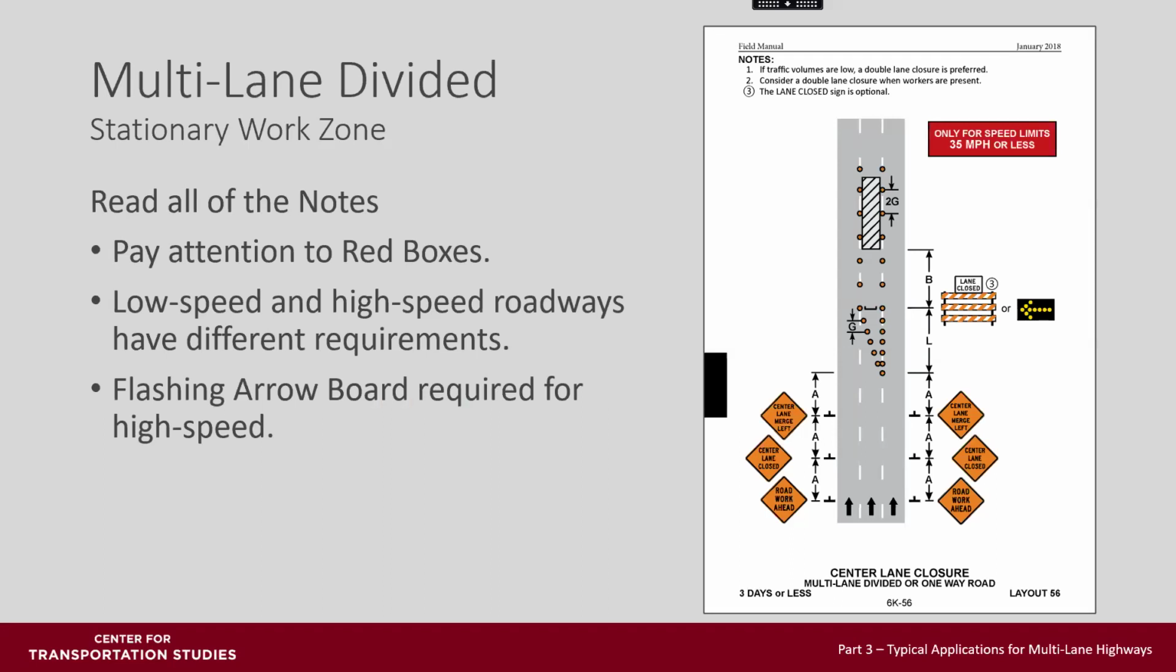When looking at layouts, always read the red boxes. They're very important. This is for low speed roadway only, 35 miles per hour or less. This layout is not to be used on higher speed roadways since workers do not have a safe escape route with traffic on both sides of the workspace.